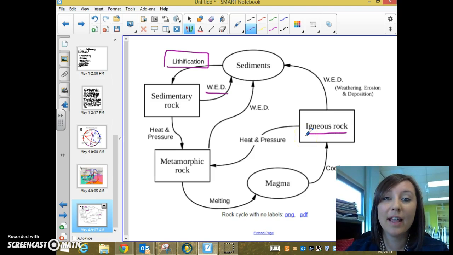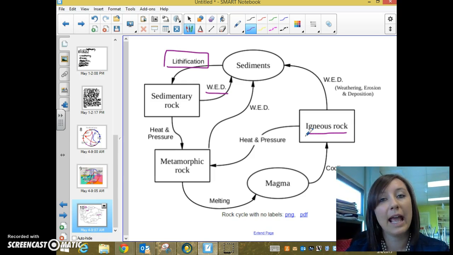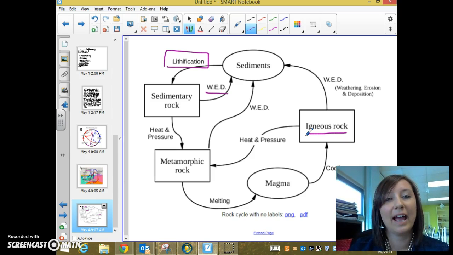So now you're going to have a chance to actually ride the rock cycle and play a game, and you are going to create your own rock cycle as you kind of move through the game and number what spot you're at and when.